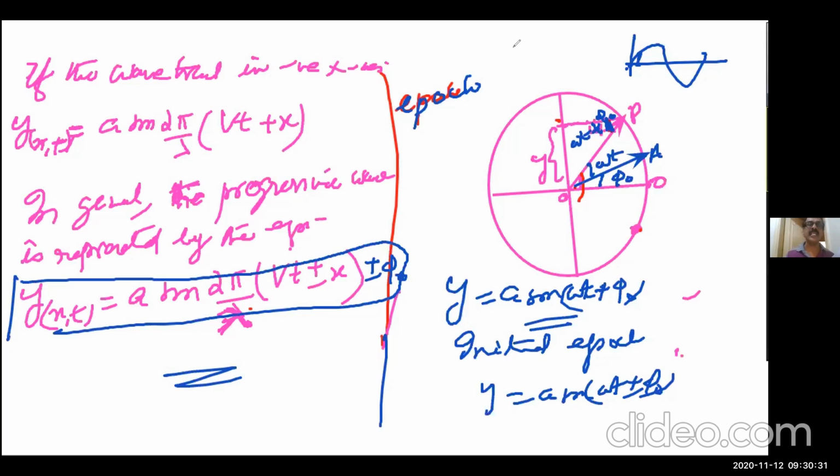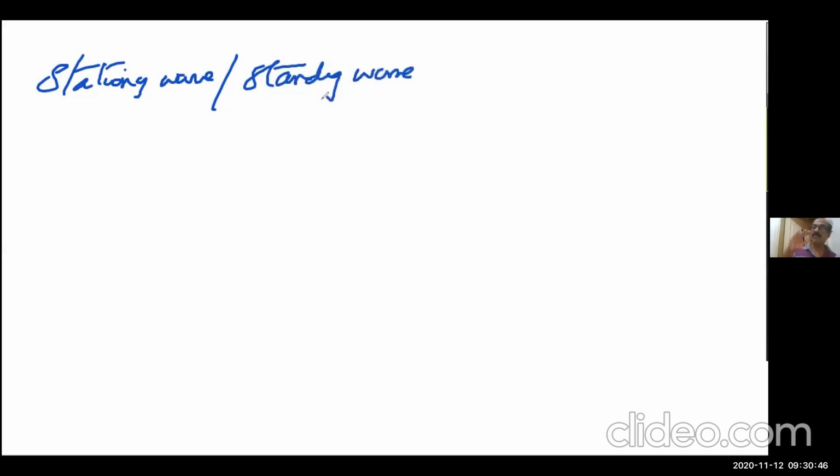Next heading, standing wave or stationary wave. Just now we studied a wave progressing continuously, but this wave will not move. It will remain in the same place and the particles keep vibrating there. The wave will not advance. Energy will not advance. This is called a stationary wave or standing wave.